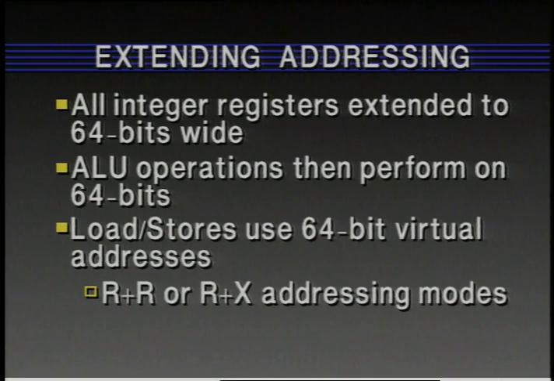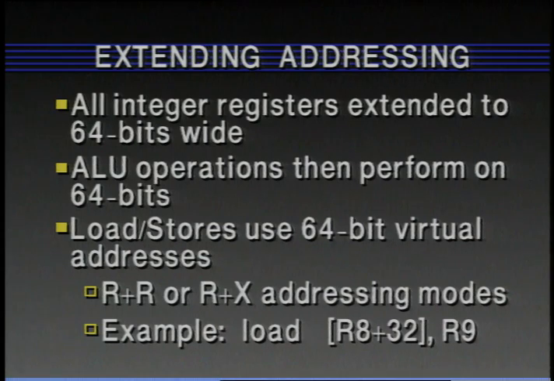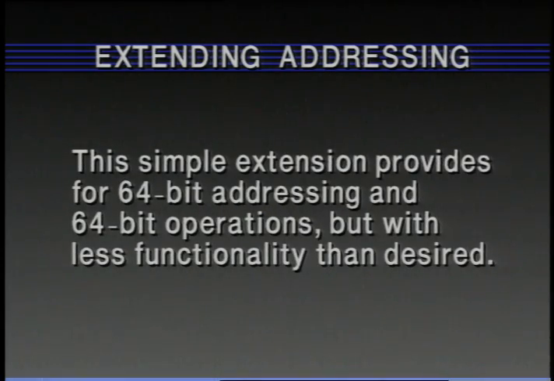If you take the two addressing modes we have, for example, either register plus register or register plus offset, the size of the register is not specifically mentioned in the architecture definition. So whatever the size of the register is what will go out on the address bus. So for example, if we had an instruction that said, load what's pointed to by register 8 plus the value 32, the actual width is not specified in that. So whether we had a 32-bit machine or a 64-bit machine, depending on how wide we made the registers, we would get an address out on the bus of that size. So this one simple extension provides for 64-bit addressing and for 64-bit operations. But it turns out this has far less functionality than we would really like if this were the only change to be made.